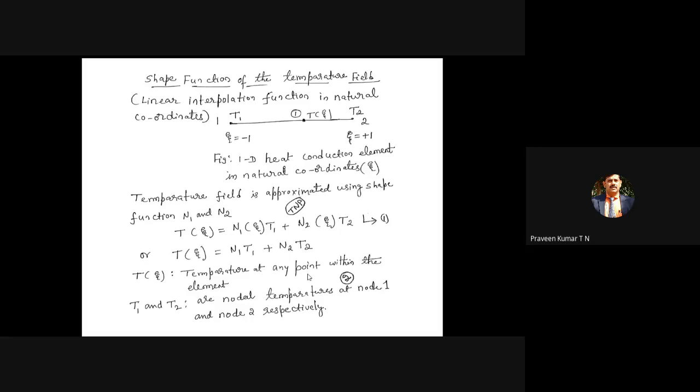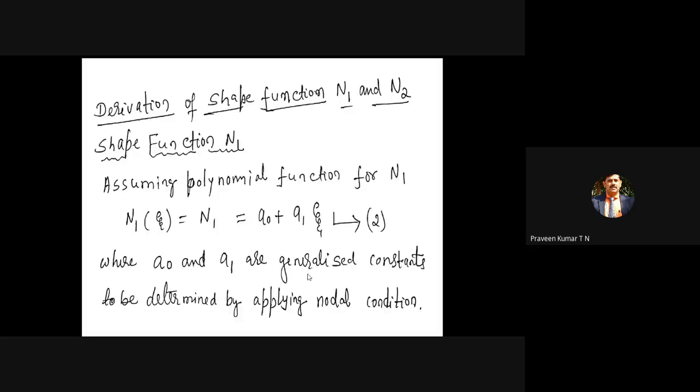Hence, you are going for deriving the interpolation function. So now, you have to derive the functions N1 and N2. First, you are deriving the function N1. We are assuming that the variation of the temperature is linear within the element.